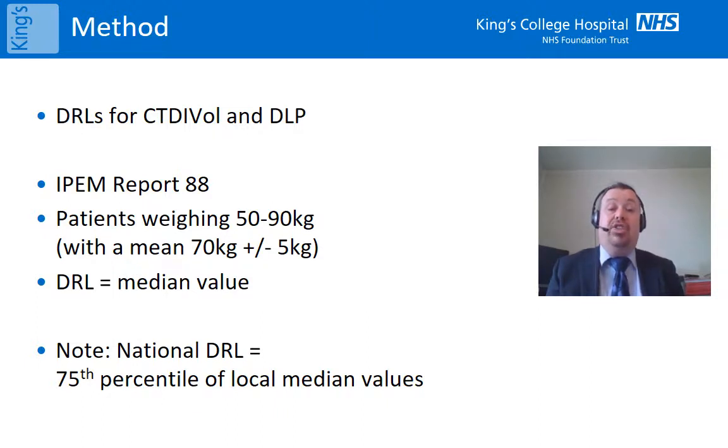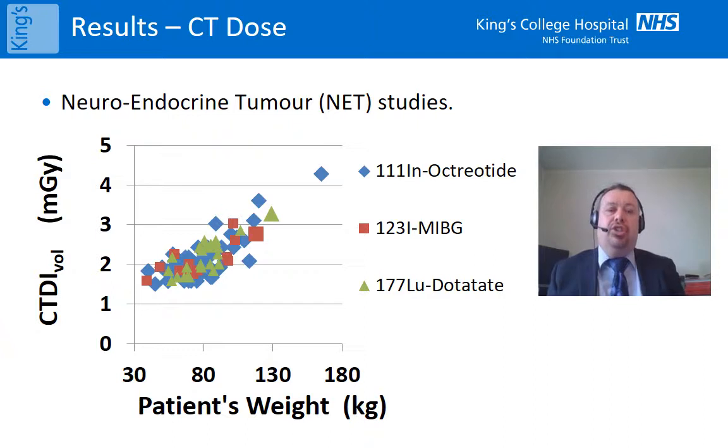The DRL is then described as the median value of this group of patients. For neuroendocrine studies, indium-111 pentetreotide, iodine-123 MIBG, and lutetium-177 DOTATATE, the CT scanning procedures used are all exactly the same. We wanted to include these all within one category.